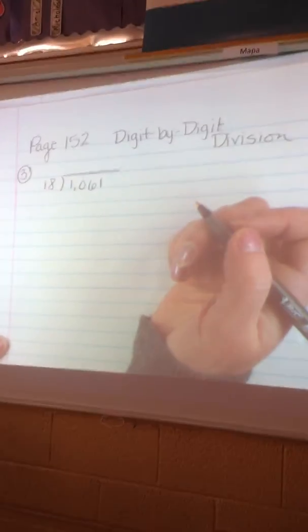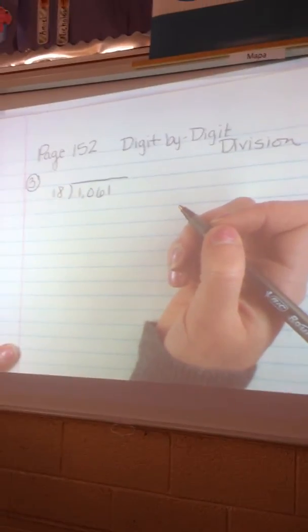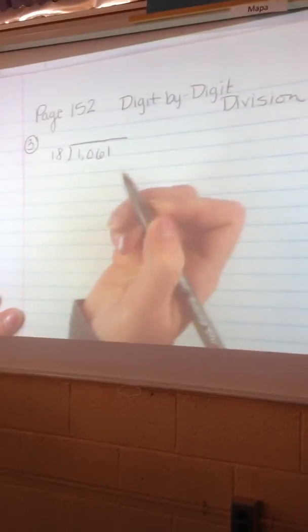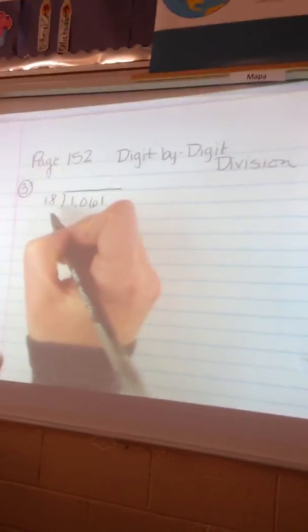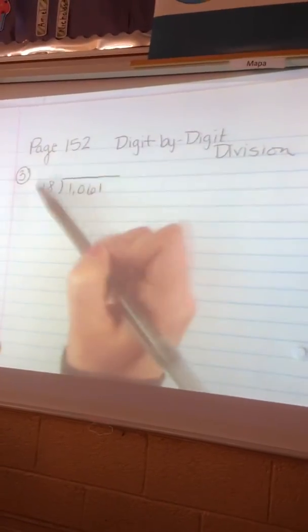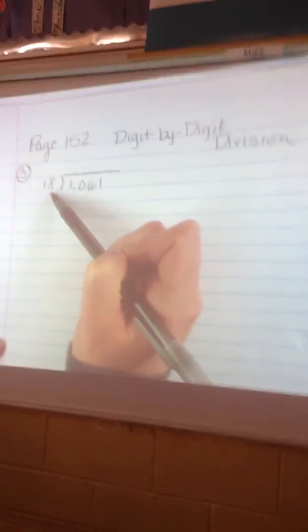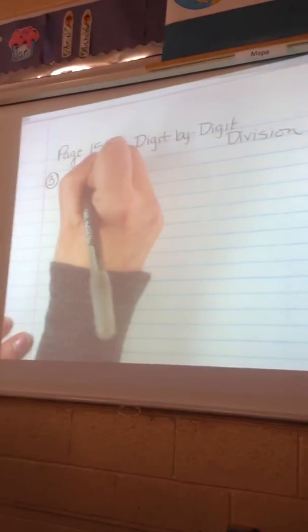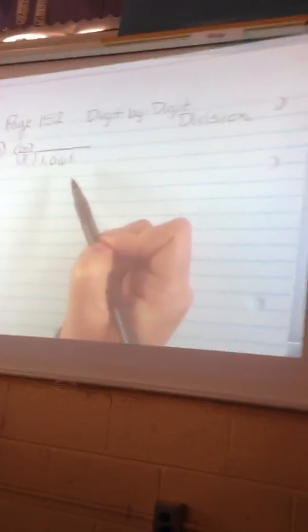The digit by digit division method, and it has 2 digits in the divisor. So you're going to estimate the divisor first by thinking, is 18 closer to 10 or is it closer to 20? Since this is closer to 20, I'm going to put the 20 above it and just put it in parentheses like that, so it's what I'm thinking about.